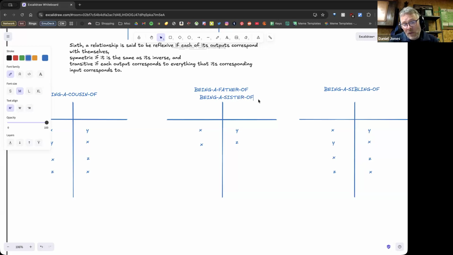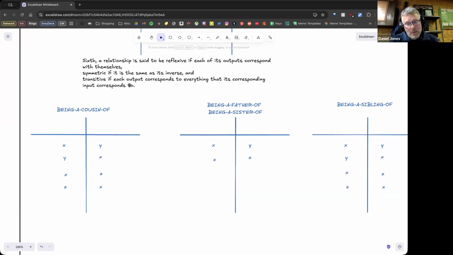Being a father of that relationship isn't even transitive, right? Because if I'm the father of my son and my son is the father of his son, that doesn't make me the father of his son. So the being a father relationship is not transitive unless you're referring to fatherhood in a different sense, like our forefathers kind of a thing. It depends on what context you're talking about. But I would say the being a father relationship is not transitive.